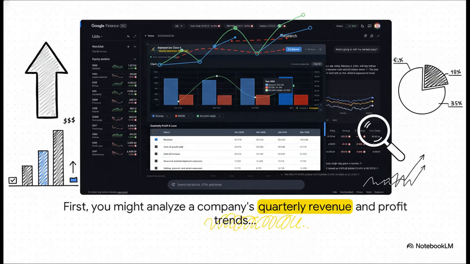Let's just walk through a quick example. So imagine you start out by looking at a company's quarterly income statement. You've charted its revenue, its EBITDA, that's a measure of profitability, and its net profit margin, just to get a feel for how things have been going lately.